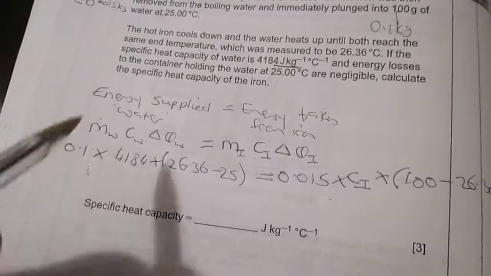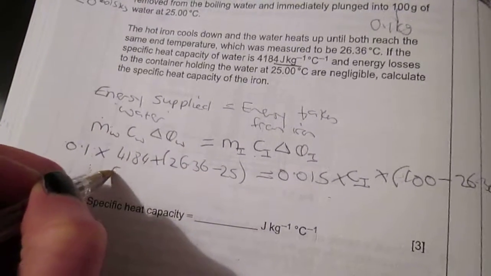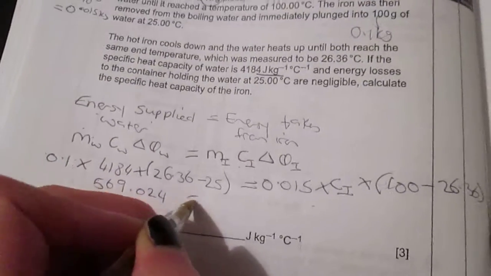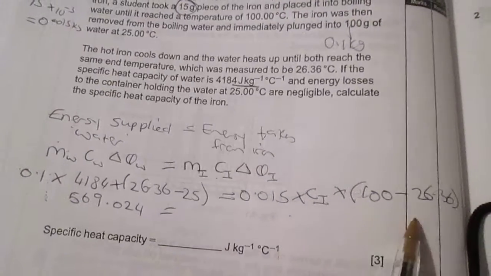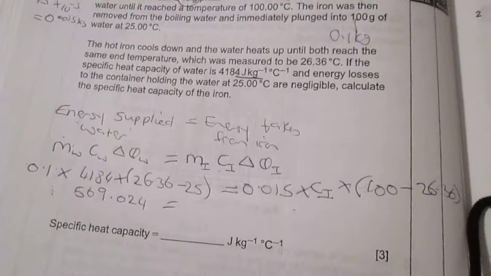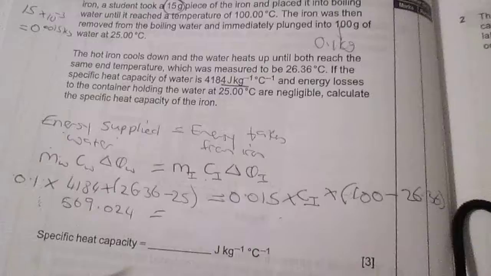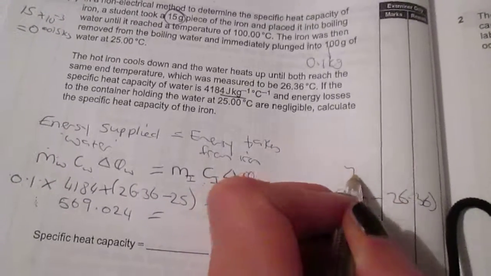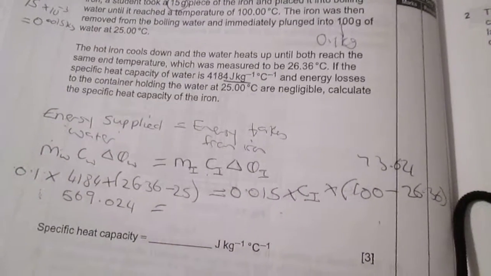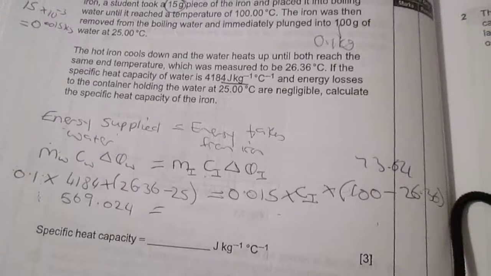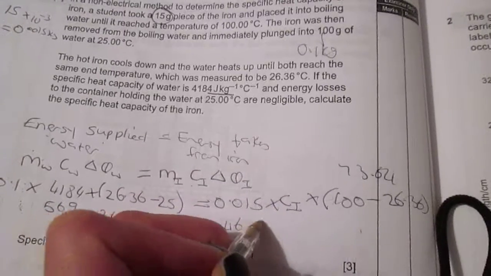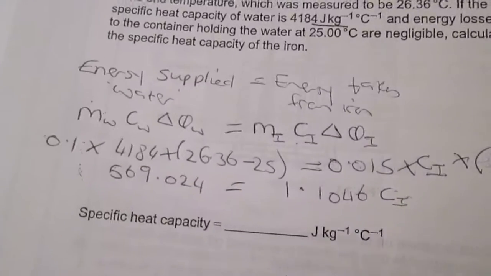When I multiply all these numbers together on the left side, I get 569.024. And that is going to equal 100 take away 26.36, which is 73.64. I'm going to multiply this by 0.015, and I get 1.1046 multiplied by my heat capacity value.